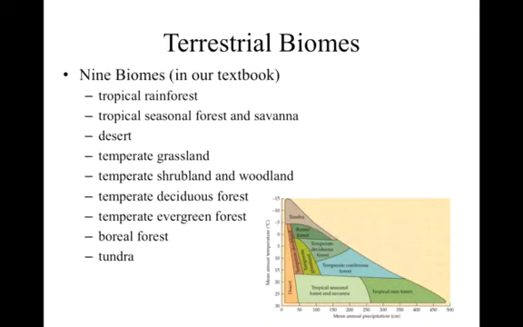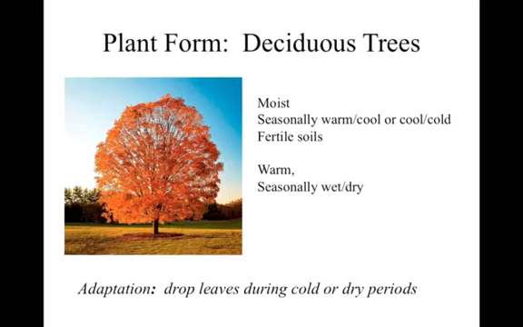Now, different textbooks have different biomes. They divide them slightly differently. They may split one of the biomes that's in our textbook, or they may merge 2 of the biomes in our textbook. For our purposes, we're going to focus on the 9 biomes that are mentioned or discussed in your textbook. And those are the tropical rainforest, the tropical seasonal forest and savanna, the desert, temperate grasslands, temperate shrubland and woodland, temperate deciduous forest, temperate evergreen forests, boreal forests, and tundra.